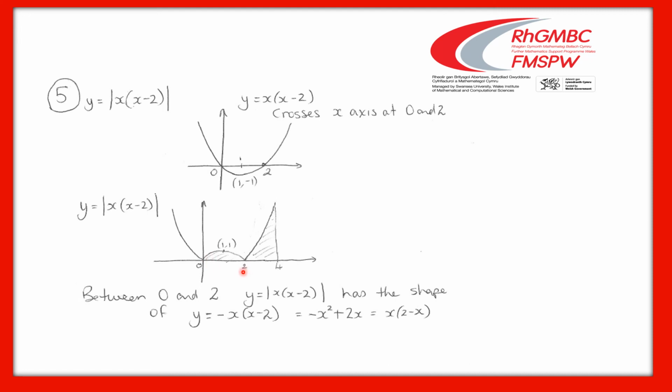So if we're going to integrate the modulus of x times x minus 2 between 0 and 4, then we need to look at it in two separate functions, because between 2 and 4 we have the original y equals x times x minus 2. However, between 0 and 2 we have the shape of minus x times x minus 2, which you can write as minus x squared plus 2x, or factorise as x times 2 minus x. So this can help us work out what the integration should be.